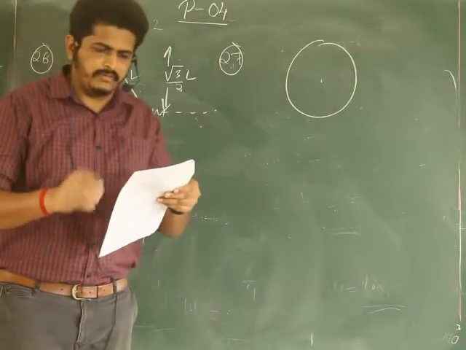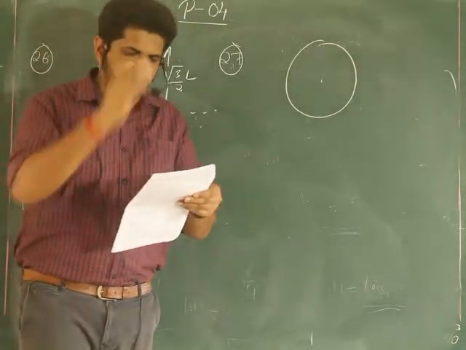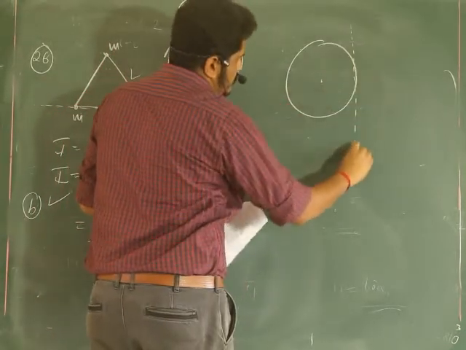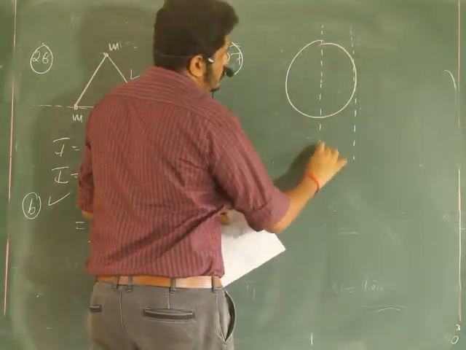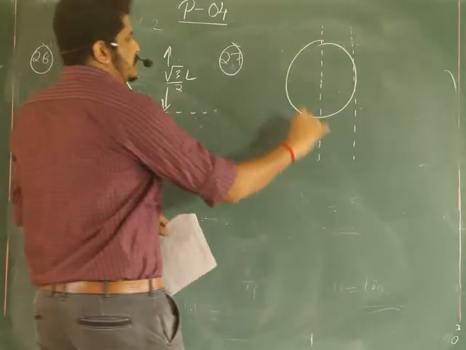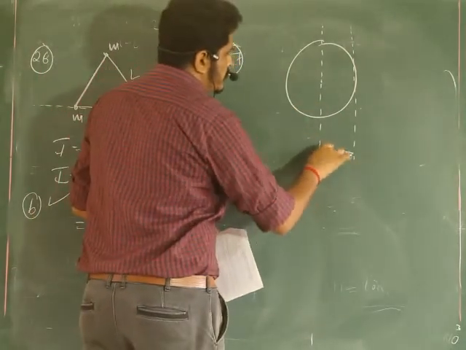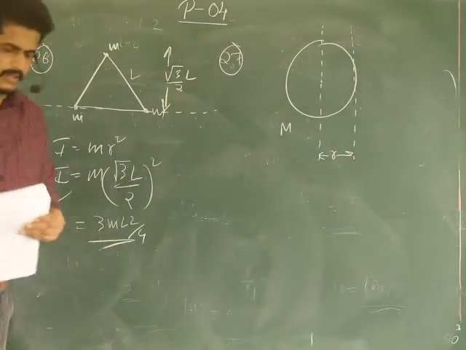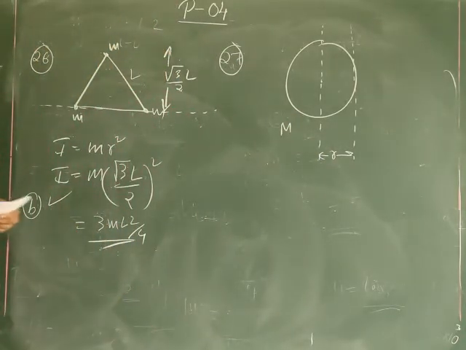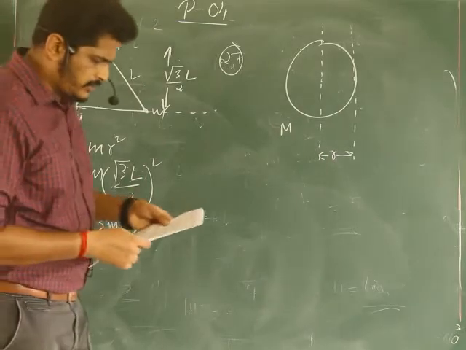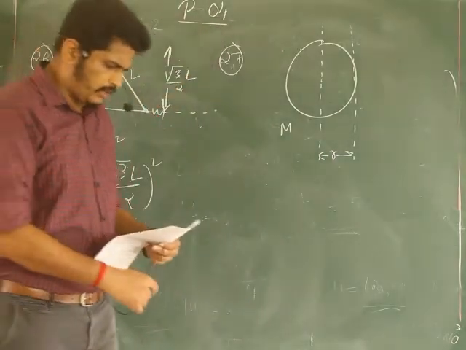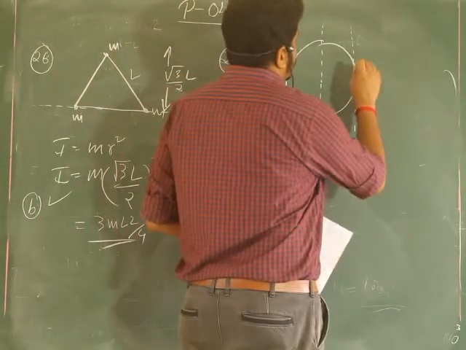The moment of inertia of the disk about an axis tangential to its edge in the plane of disk. Like this, this is passing through the center. This will be the radius of the disk, mass m, correct? So what they're asking is the moment of inertia of the disk about an axis tangential to its edge in the plane of the disk.